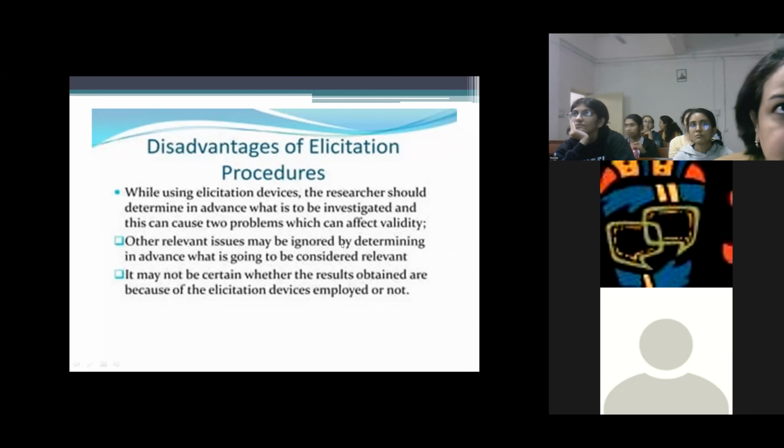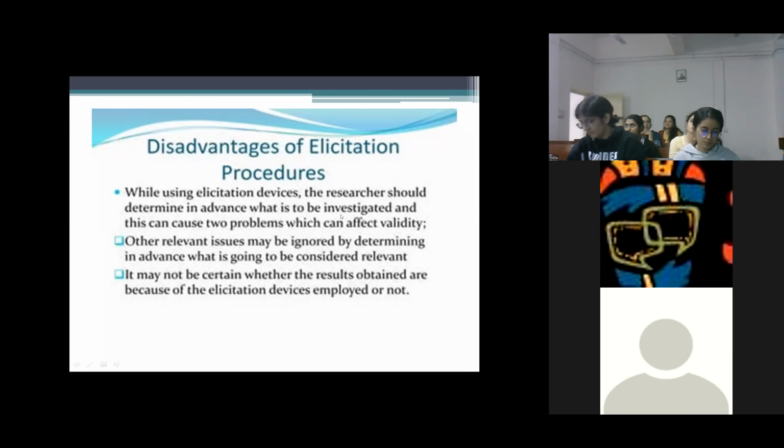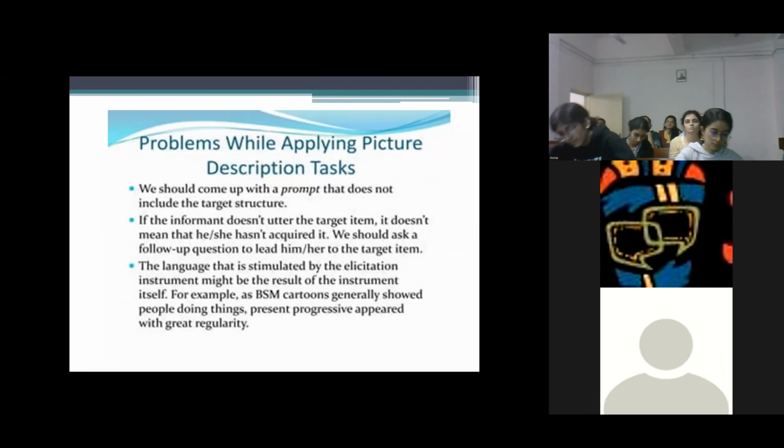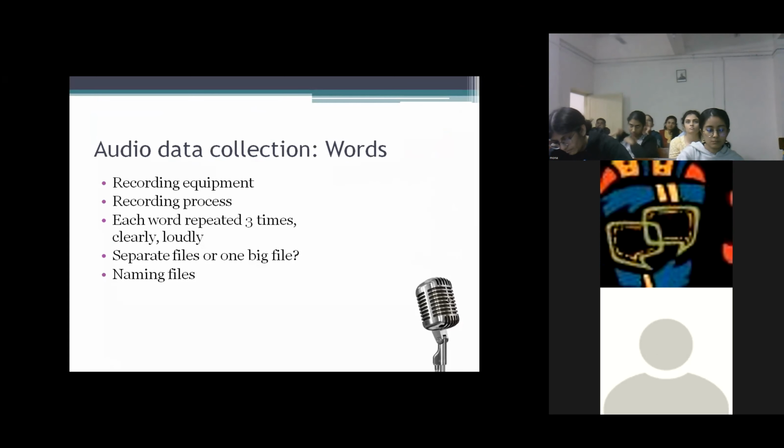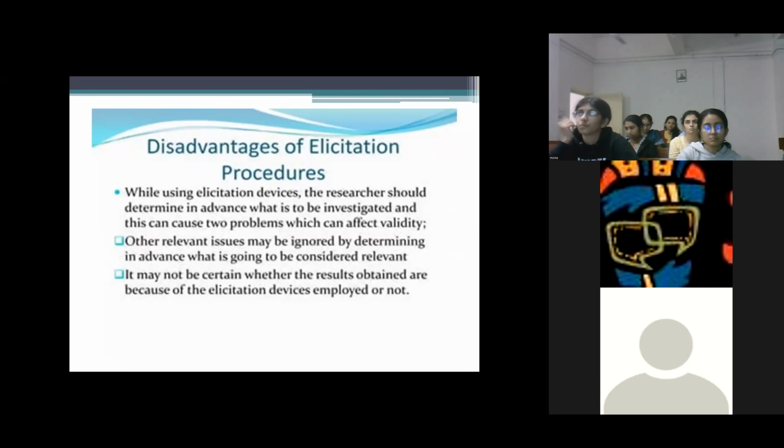Okay, so we just saw the problems while you are applying picture description tasks. Let me quickly go on, because I need to cover something which is very essential. Isiliye, I'll not talk about the advantages and disadvantages. All of us know what are the disadvantages of the elicitation procedure.